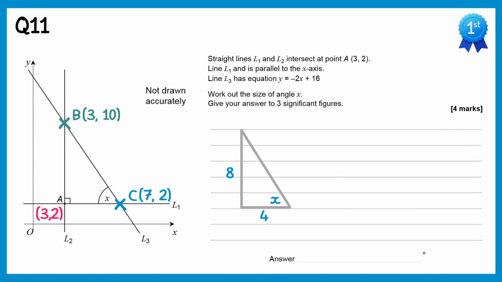We can now use trigonometry to find the angle x. So if we label the triangle, 8 is the opposite, and 4 is the adjacent, so we need to use tan. So x would equal inverse tan of 8 over 4, which is just 2, and if you type this into your calculator, you need to round to 3 significant figures, and you'll get the answer 63.4 degrees.